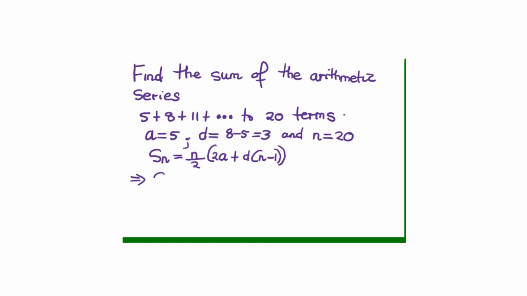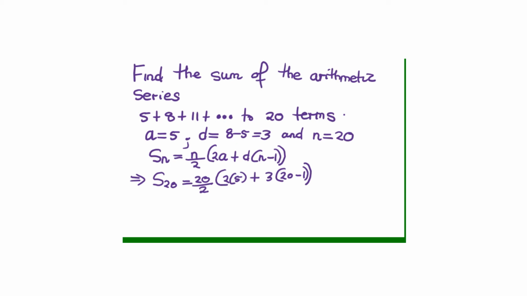In this case, it's the sum to n. Our n is 20, so the sum to 20 is equal to 20 over 2, into 2 multiplied by a, and our a is 5, plus our d is 3 into our n, which is 20 minus 1, close bracket, close bracket. Make sure there are two brackets there.